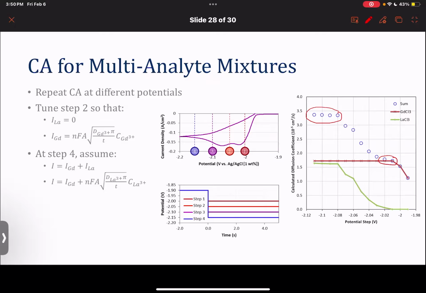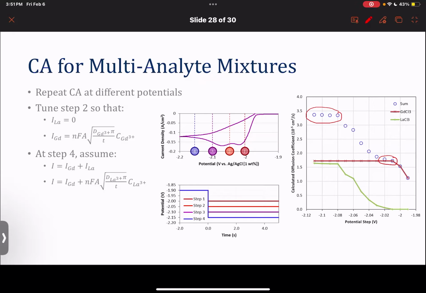But for illustrative purposes, this gives you an idea of how you could go about applying chronoamperometry to multiple analytes in solution. Ideally, you'd end up with a few more diffusion coefficients calculated here that are about the same before you start getting variation again.